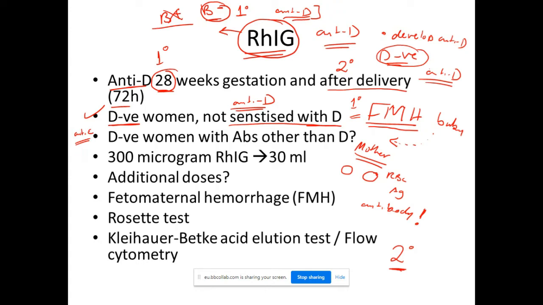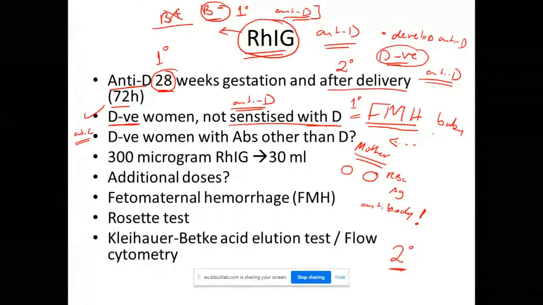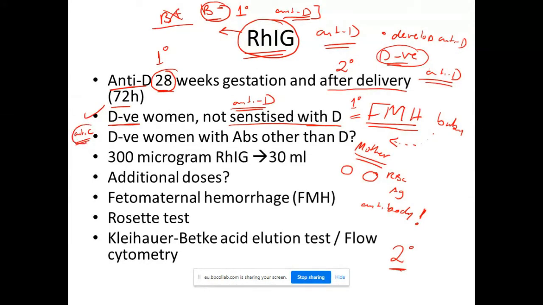She has anti-C, sorry. So there is no need to give her RhIG. Does anyone have a different idea? So she is negative, but she already developed anti-C. Excellent. Can you explain to us? Can anyone of you explain why?